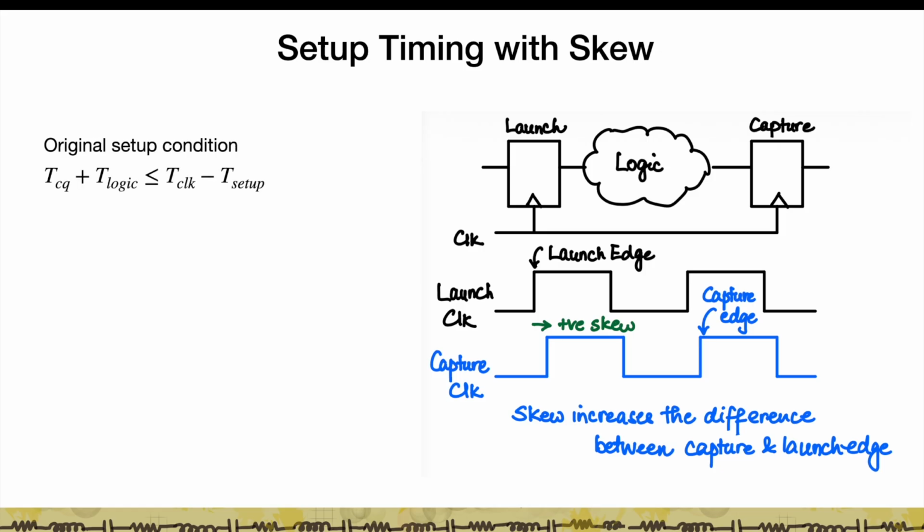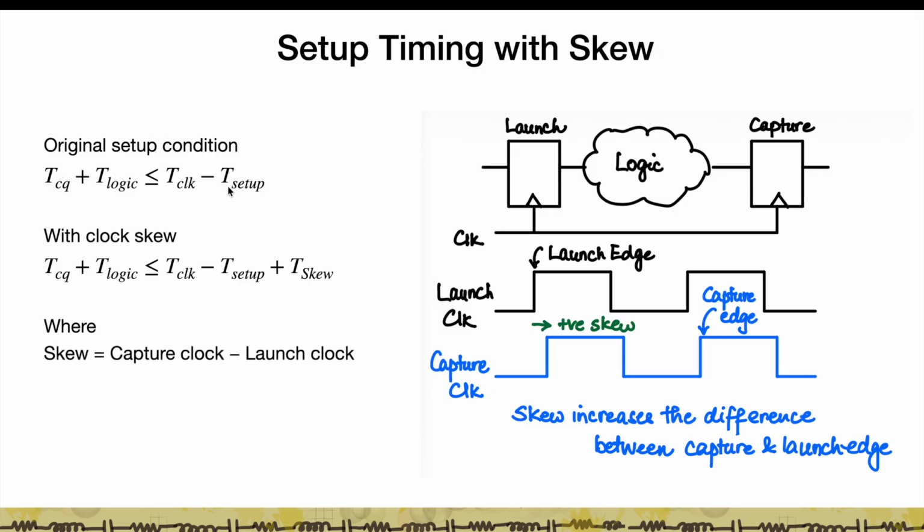Let's write this out precisely. Without skew, the time setup constraint is TCQ plus T logic is less than T clock minus T setup. With a positive clock skew, that is when the capture clock arrives later by a T skew, the constraint becomes TCQ plus T logic is less than T clock minus T setup plus T skew. The skew term appears on the right side of that inequality, effectively expanding the available timing budget.